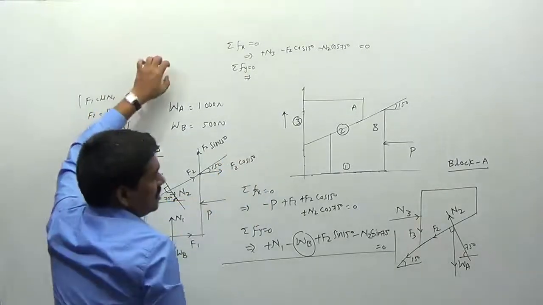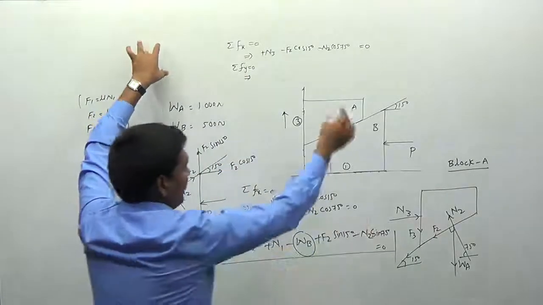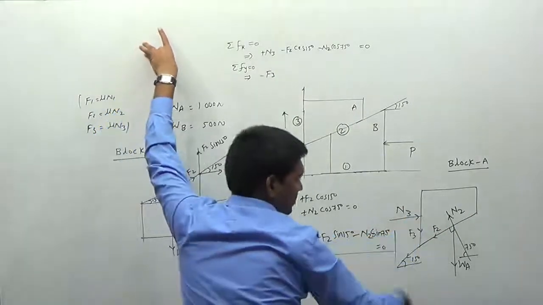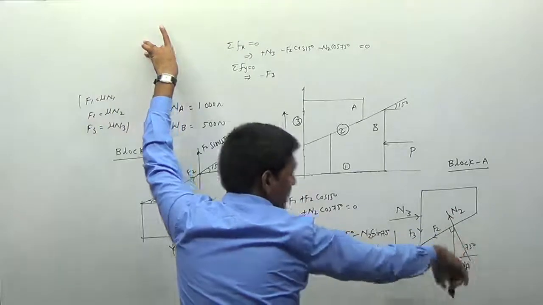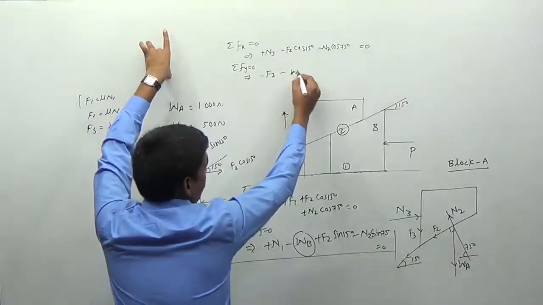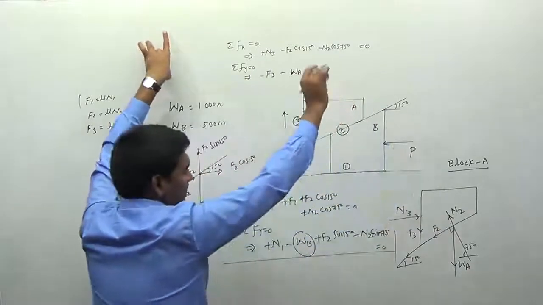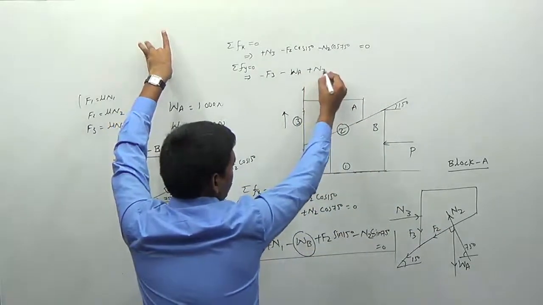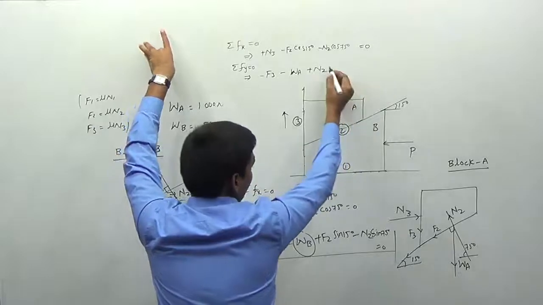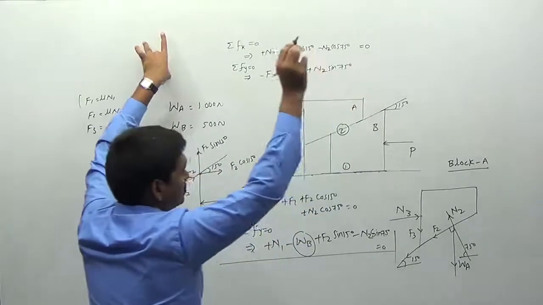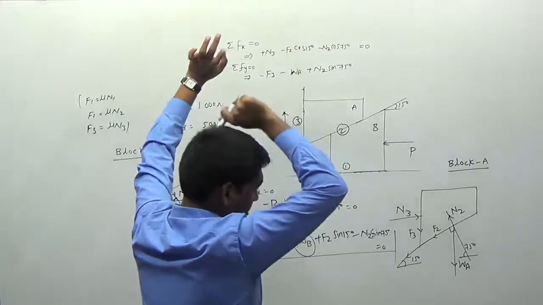Is equal to 0. So, what are the forces acting in the vertical direction here? Therefore, I can write this one as minus F3. Minus F3 is the value. So, what about W? W is acting in the downward direction. So, what about the value of N2? N2 is acting in the second quadrant. Therefore, I can write this one as N2 multiplied by the value of sine 75 degrees. Okay. And I can write one more value we have.